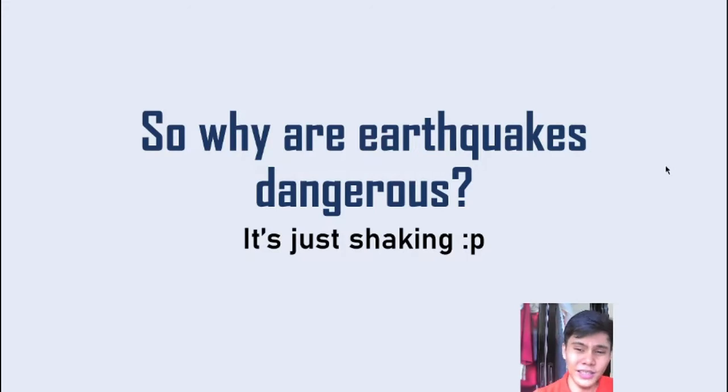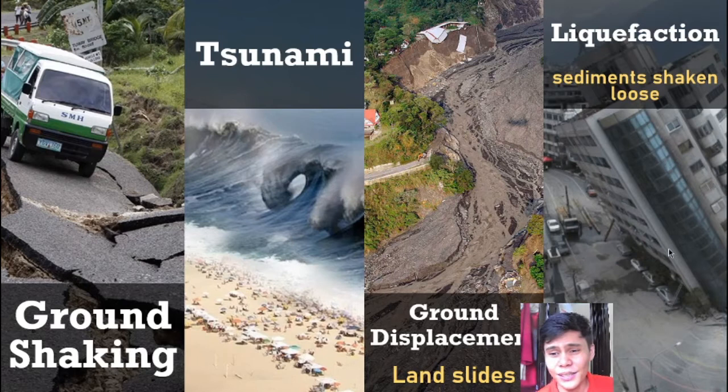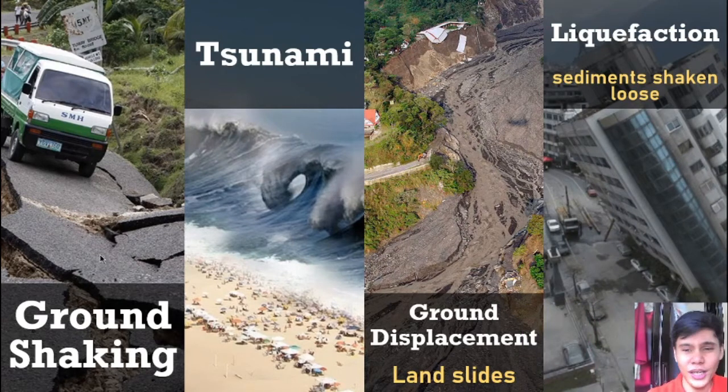So why are earthquakes dangerous if it's just shaking ground? It's not just shaking ground. There's actually lots of different hazards. So we have ground shaking, of course. We have tsunamis that can occur on coastlines. We have ground displacement or landslides or mass wasting. And we have liquefaction. This one's special. It's basically when the sediments, the loose particles underneath heavy things, get shaken loose. So when they get shaken loose, the heavy things on top of them start to sink into the ground, like this poor building here. Alright, so there's many hazards that are related to an earthquake.